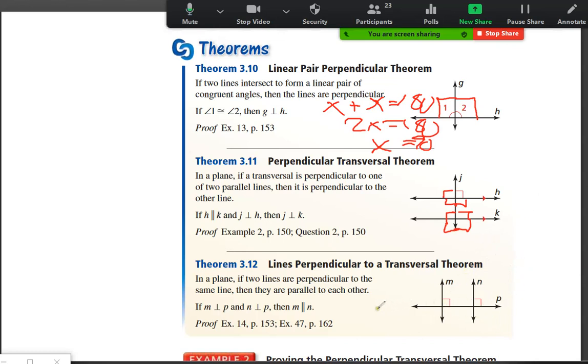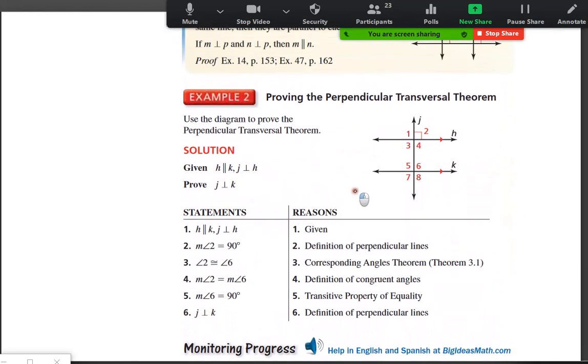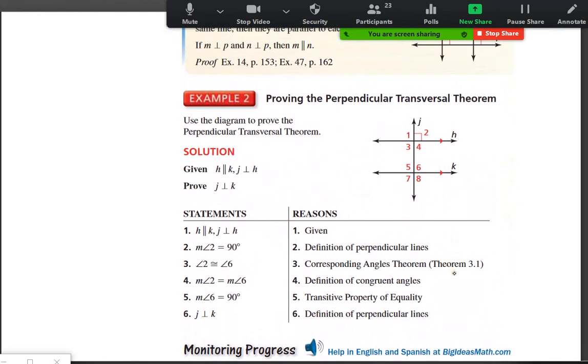Same thing happening over here. If two lines are perpendicular to the same line, it makes them parallel. Because look, see how, if they're both perpendicular to this line, these are corresponding angles, right? They're equal to each other, the lines are parallel. We just talked about this. Proving the perpendicular transversal theorem.